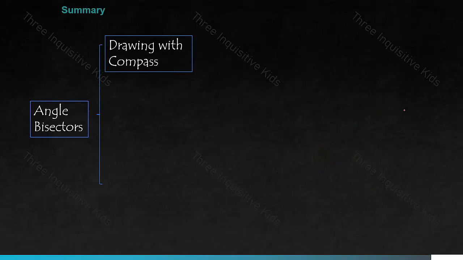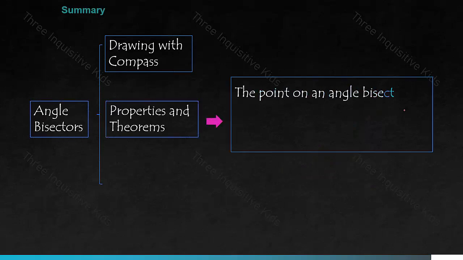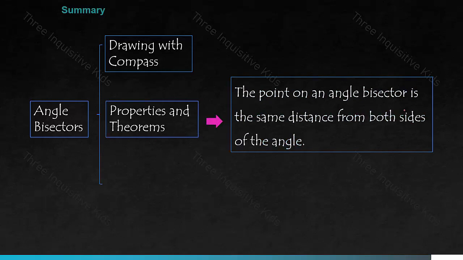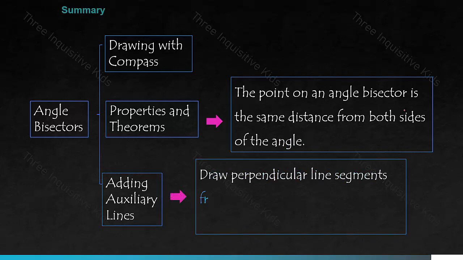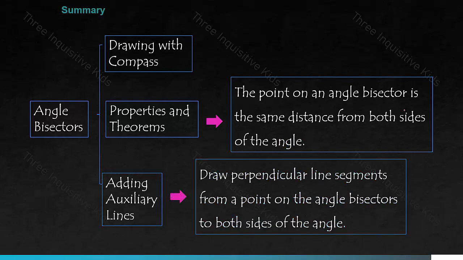Class summary. Today we learned about angle bisectors. We learned about how to draw it with a compass, its properties and theorems, which is the point on an angle bisector is the same distance from both sides of the angle. And we learned how to add auxiliary lines. You can draw perpendicular line segments from a point on the angle bisector to both sides of the angle in order to help you.